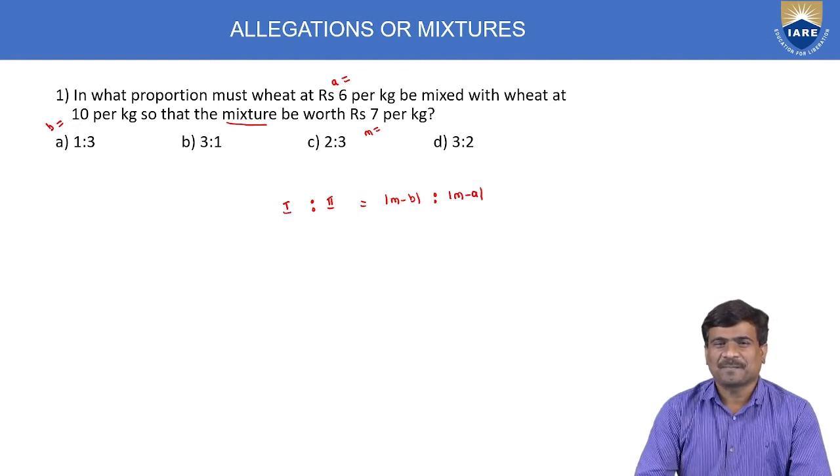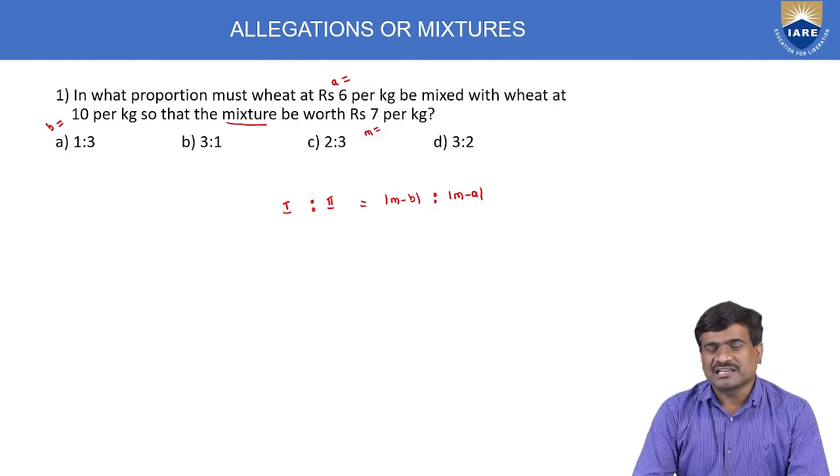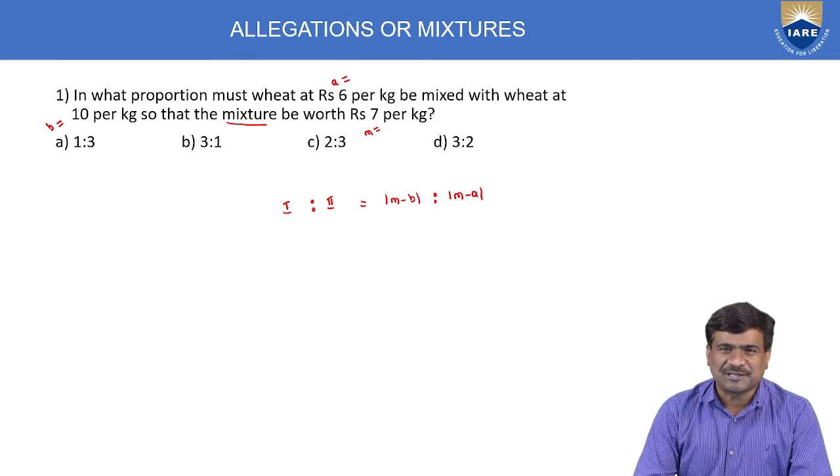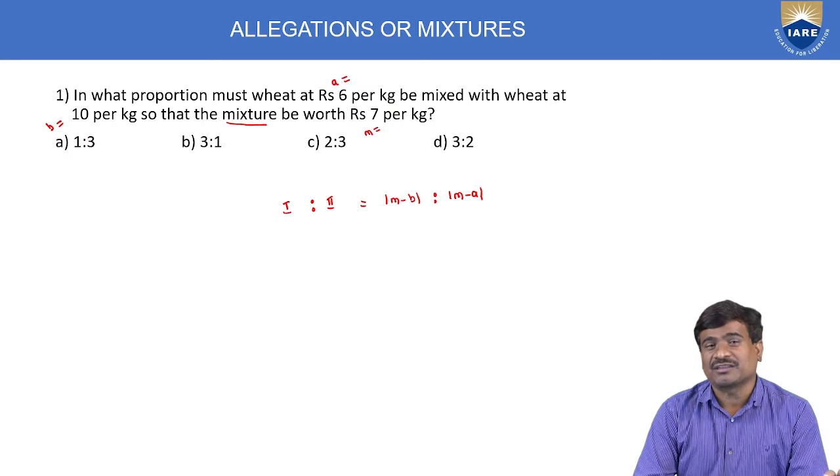Suppose, for example, type 1 cost price is rupees 10 per kg and type 2 variety is rupees 15 per kg. Both type 1 and type 2 are mixed and the resulting price is rupees 20 per kg. A 15, B 10, mixed 20: that cannot be possible because the mixed part is always between 10 and 15 only. More than 15 cannot be possible. Then the answer is cannot be determined.